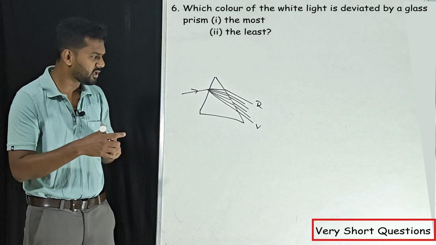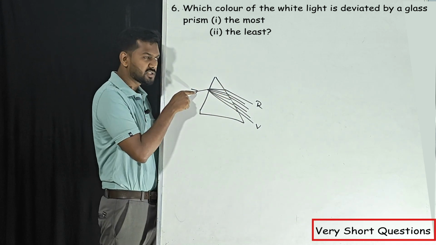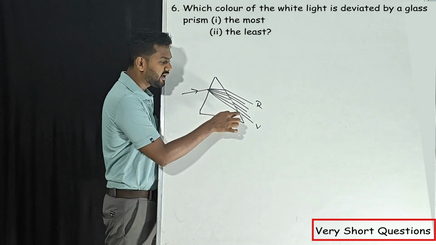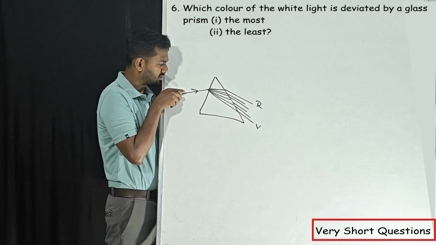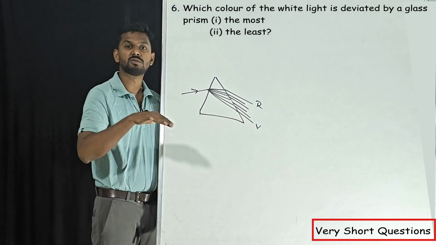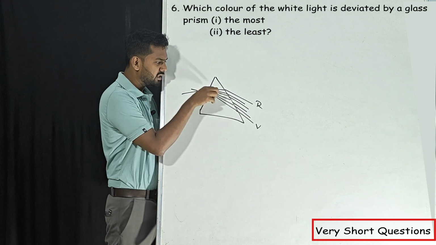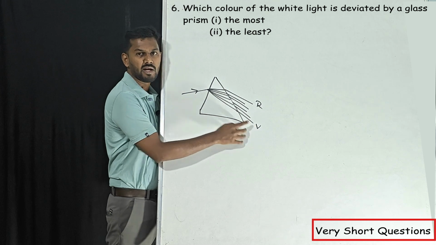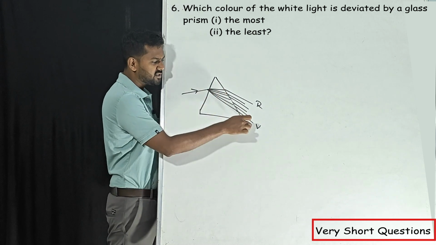So what is the question they are asking? Which color of white light is deviated by a glass prism the most? Deviation means more change in angle, that is violet. See, it is coming from here, which has taken more turn, that is violet. Deviation means more turn, a huge change in angle. This is the incident ray, this is the emergent ray, correct? Which has deviated most, that is violet. This is the incident angle, this is the emergent angle.